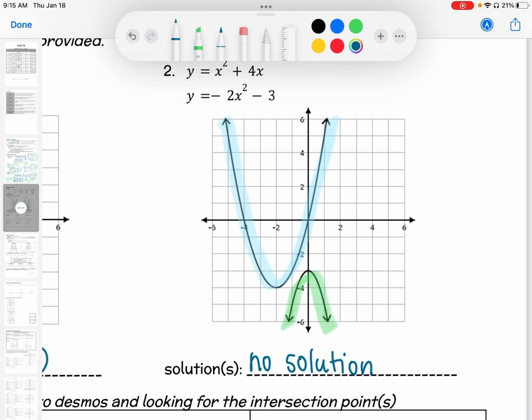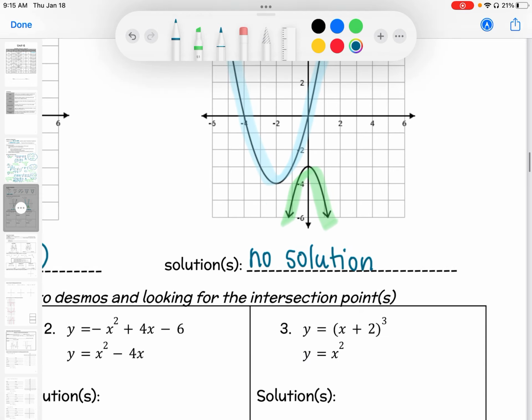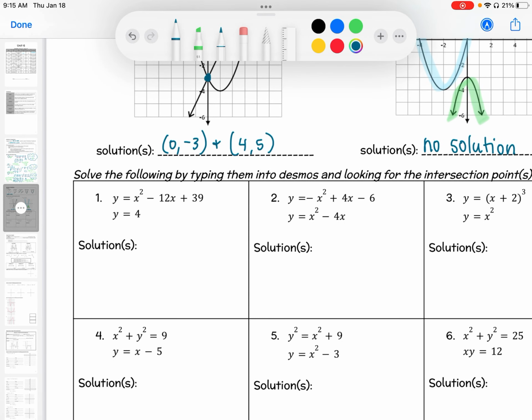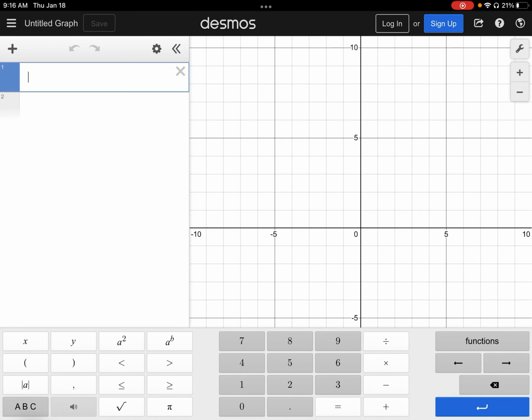All right, and then finally, this is where y'all are going to be so excited because you get to use the graphing calculator. You get to use Desmos. So for these, you just literally need to type them into Desmos and look where the two graphs cross. So I'm going to go ahead and go over to Desmos.